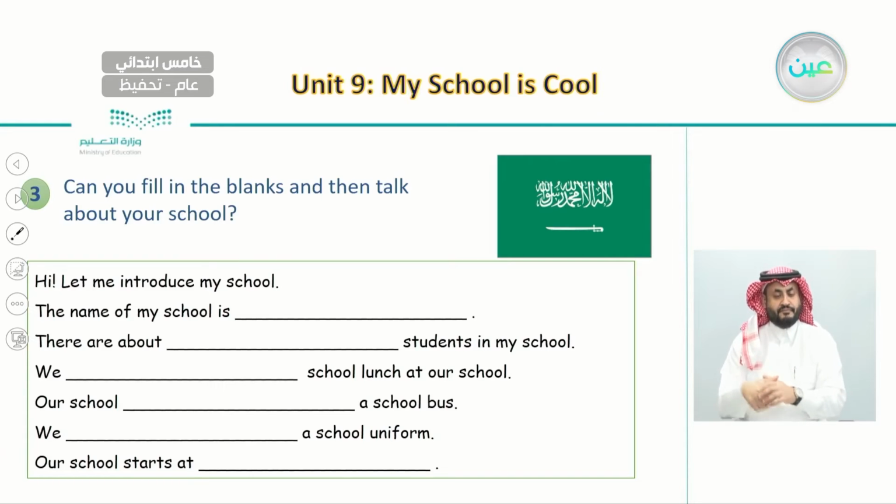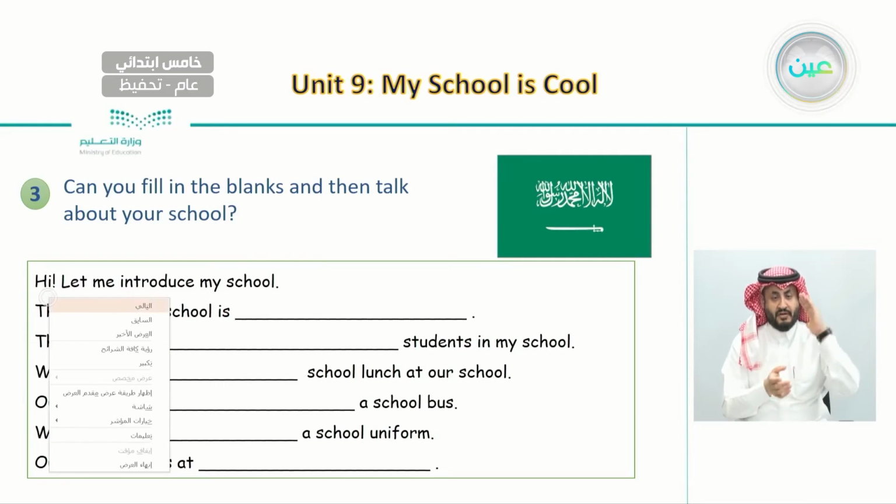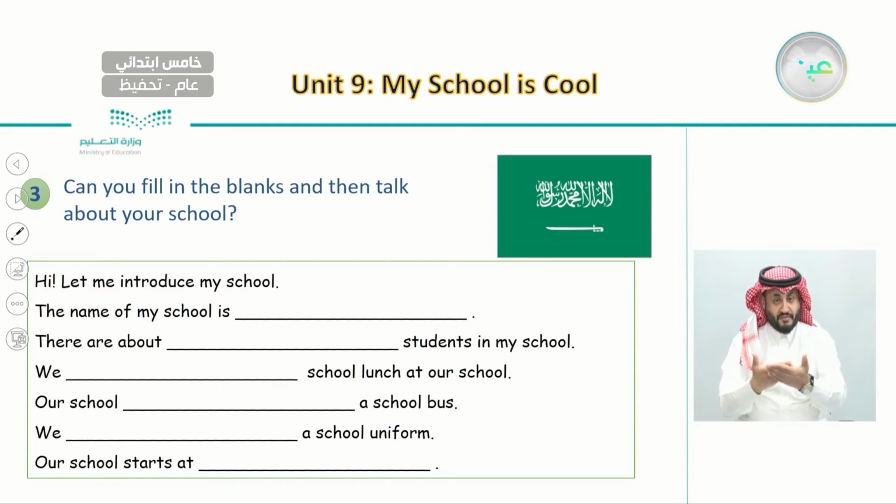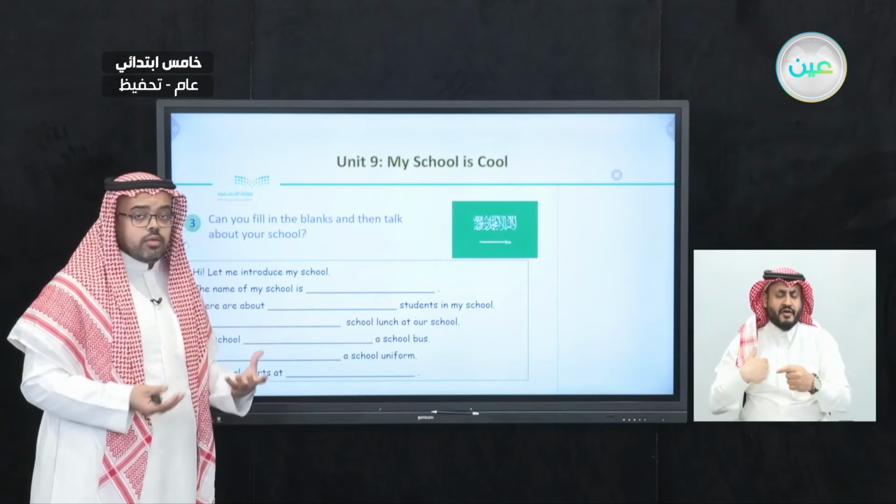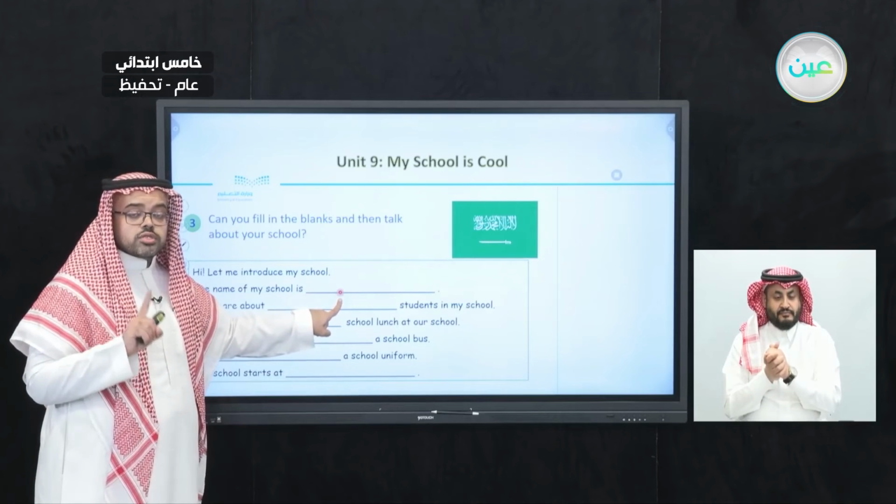So let's start with number 1. This is your writing, and this is how we're going to talk about your school. Hi, let me introduce my school. Let me introduce, it means let me give you information about my school. Let's start with the first one. The name of my school is, so here in the first blank, what you should write is the name of your school. You can say it is Little Rock Elementary School or Riyadh Elementary School or Jeddah Elementary School. So here you need to think of the name of your school and write it in the first blank.